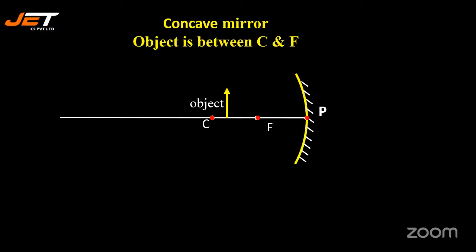But in this case, when the object is moved closer to the mirror, the image is going away from the mirror. When the object was at C, the image came at C. Now the object has come closer to the mirror than C, so the image will go away from the mirror.